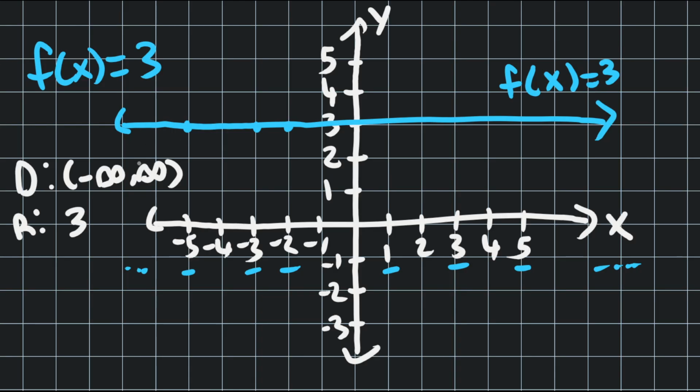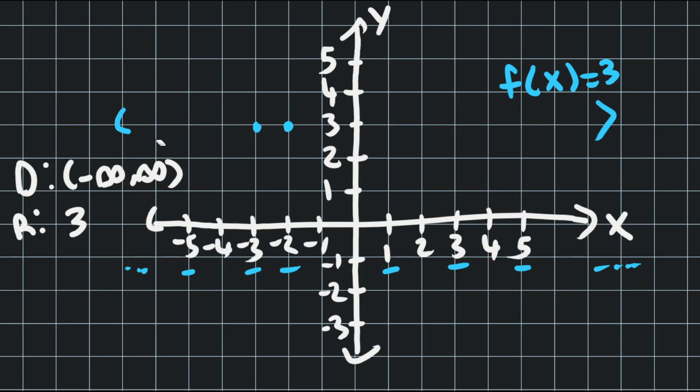So that is the domain and range of a constant function. The domain can be any real number, and the range is simply just the constant, which in our case is 3. Great, so now let's talk about an identity function. Let's erase this.